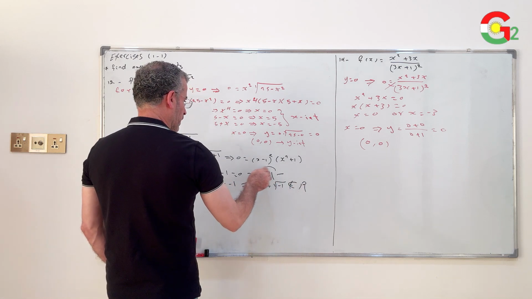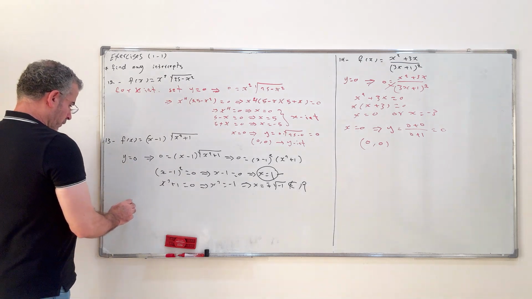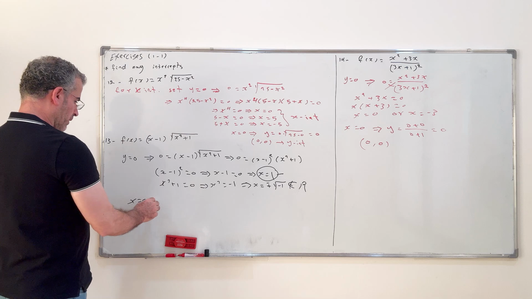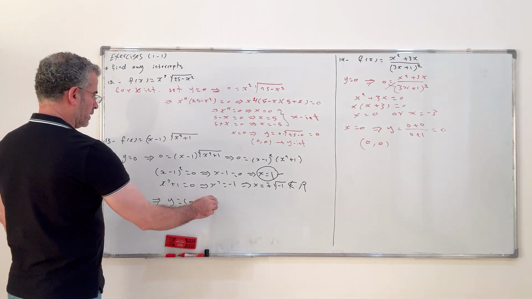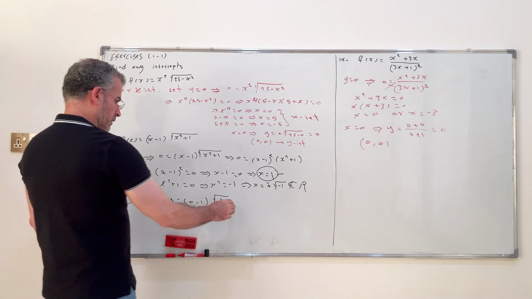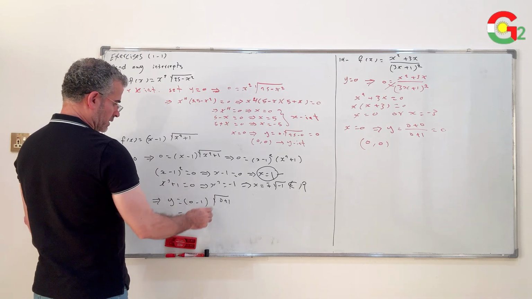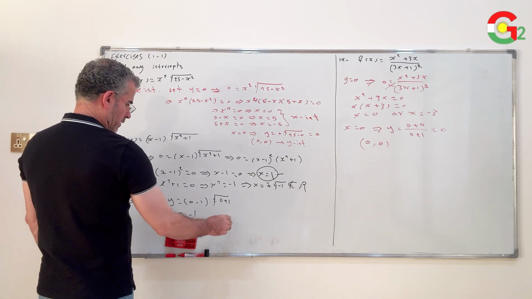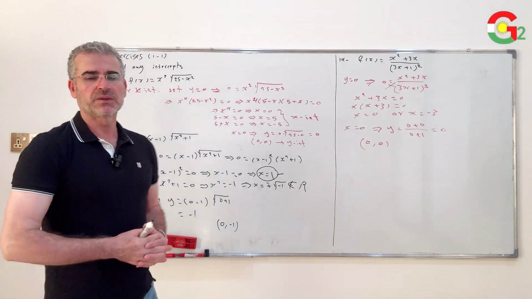Then I have only one x-intercept. For y-intercept, I set x equals 0, then solve to find y. Y equals 0 minus 1 times square root of 0 power 2 plus 1, then 0 minus 1 is minus 1, times square root 1, which is 1, it is negative 1. Then 0, negative 1, it's the only y-intercept.